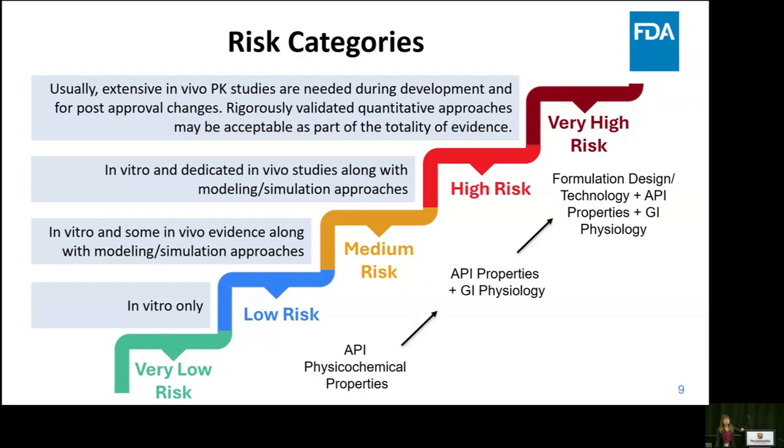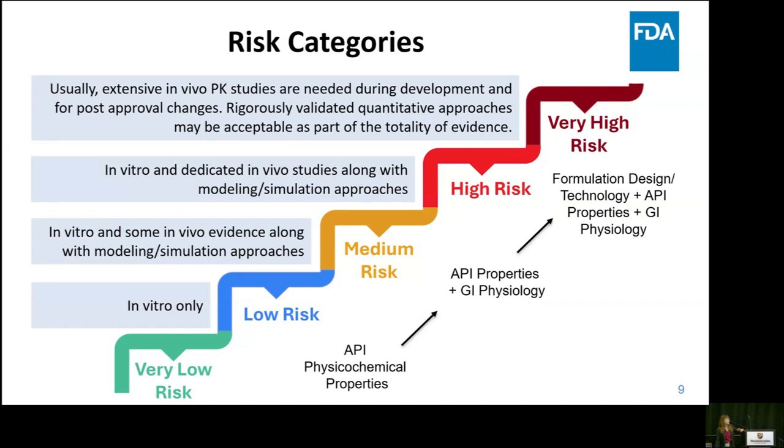So as I mentioned, we use this kind of risk framework to determine what evidence is needed to develop a predictive dissolution method. So for very low risk and no risk products, we are thinking the only development data going to be in vitro. In vivo data are not really needed to support the dissolution method development.